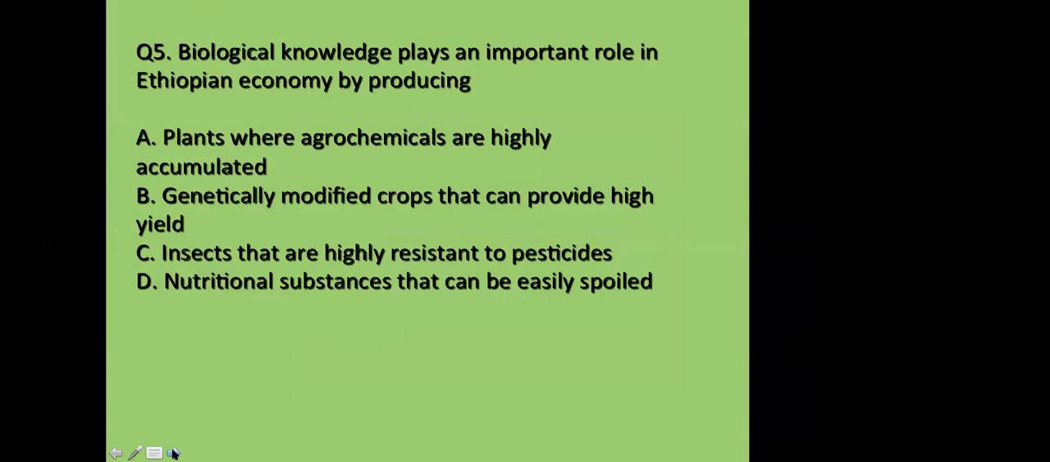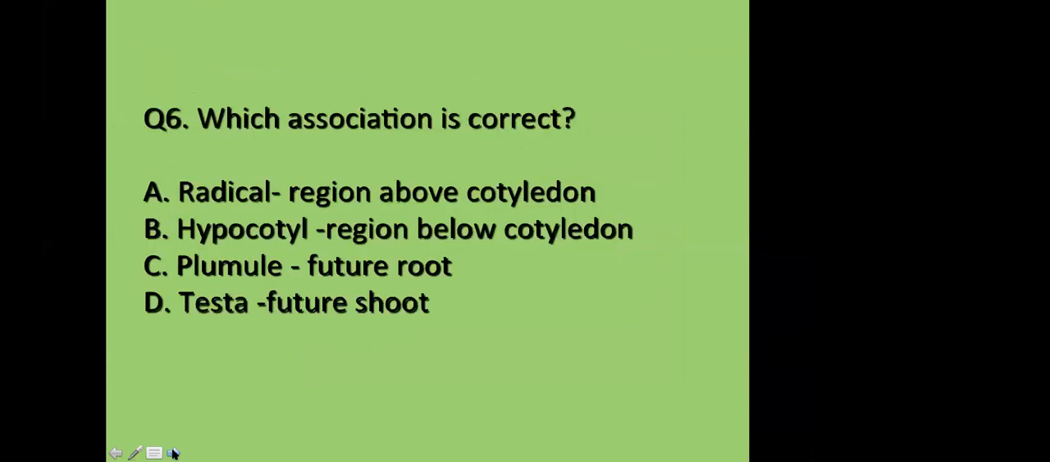So this question we have discussed. Now question number 6. Which association is correct? Radicle is the region above the cotyledon. Hypocotyle is the region below the cotyledon. Plumule is the future root. Testa is the future shoot.